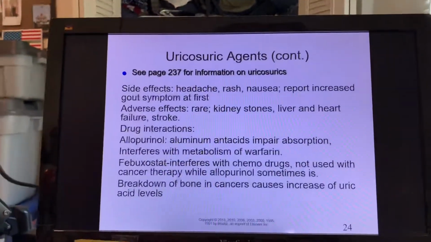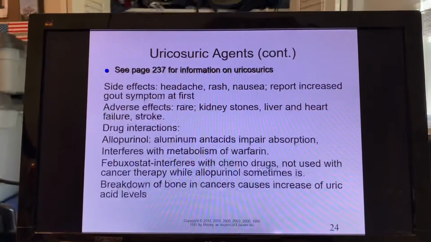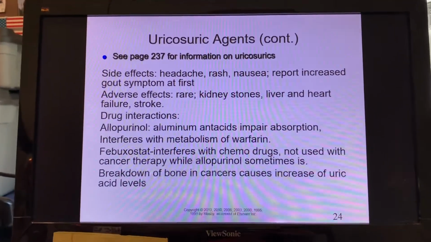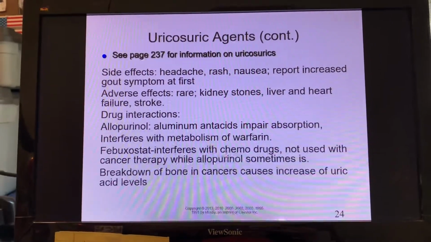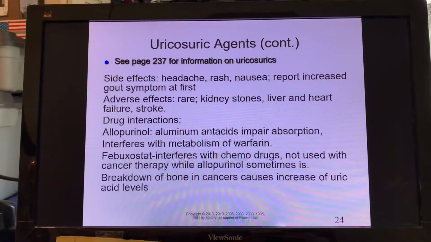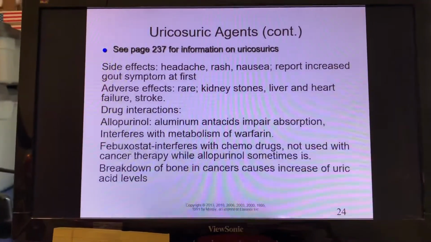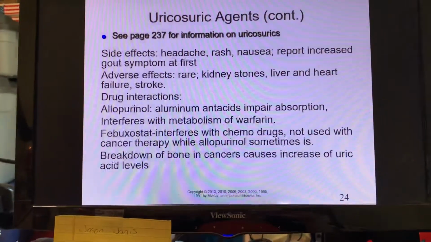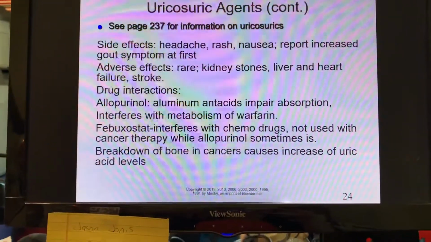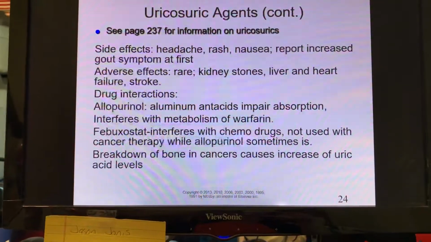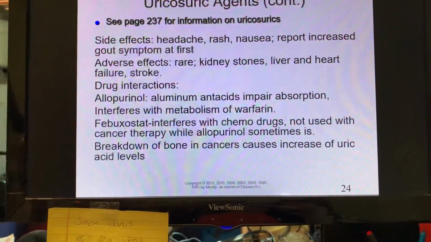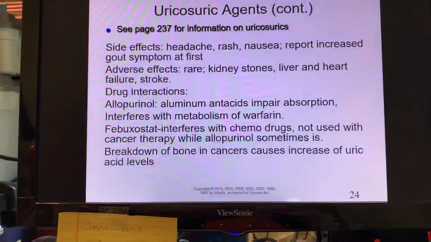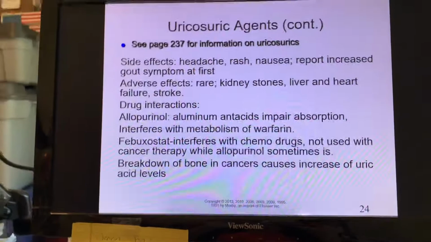Uricosuric agents, you can look for more information on page 237. But side effects for the allopurinol: headache, rash, nausea. You might have increased gout symptoms at first as your body adjusts to changes in the uric acid level. Now, stronger adverse effects are pretty rare. You can get kidney stones, but oh look, liver and heart failure or stroke. But like we said, those are really, really rare.